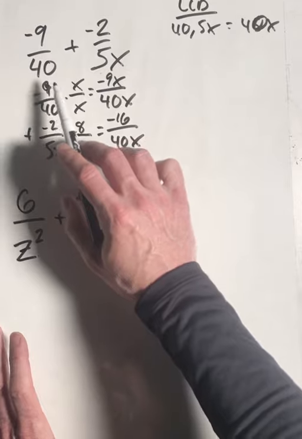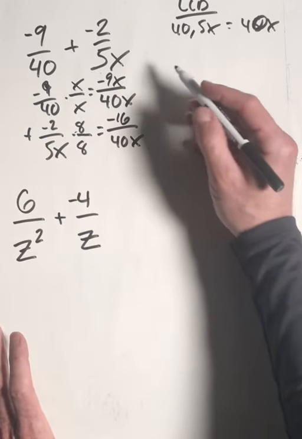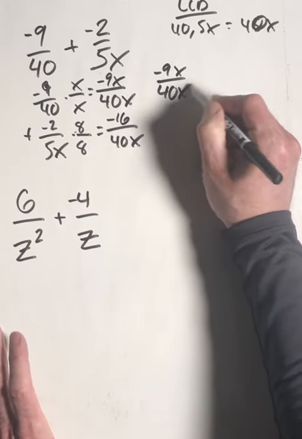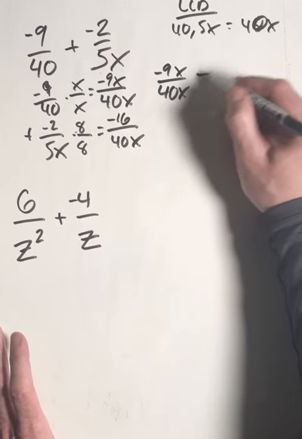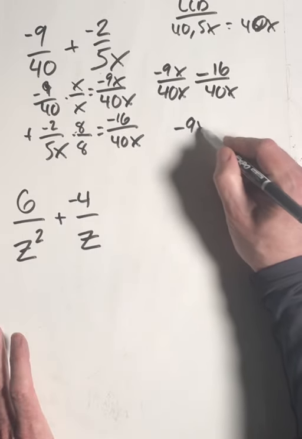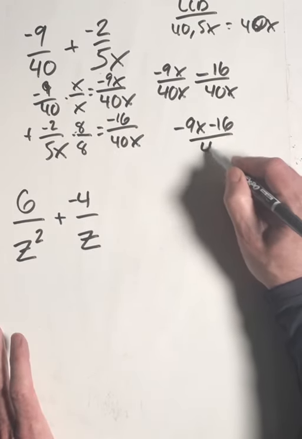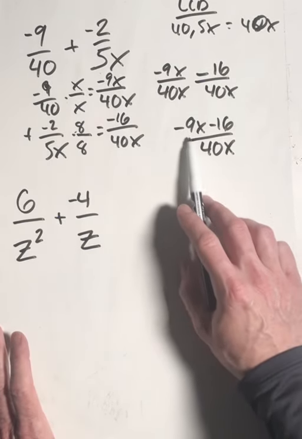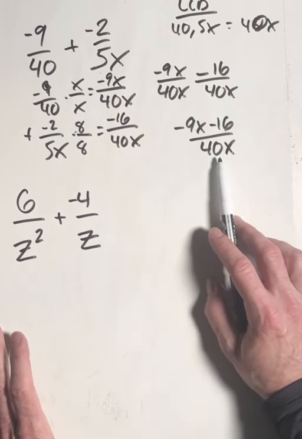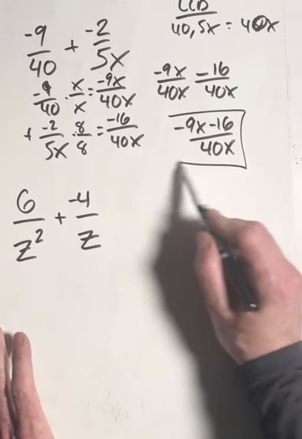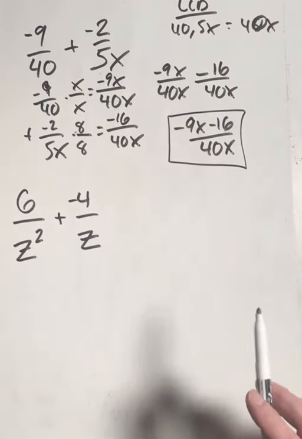So negative 9/40 plus negative 2 over 5x is the same as negative 9x over 40x minus 16 over 40x, which is the same as negative 9x minus 16 over 40x. Again, if I had a common factor with any of these three numbers, 9, 16, and 40, I would be able to factor that out, but I am unable to do that, so I am left with negative 9x minus 16 over 40x as the sum of these two numbers.